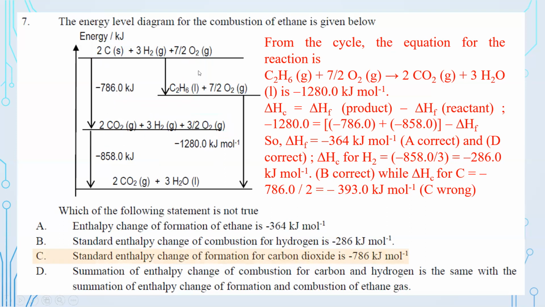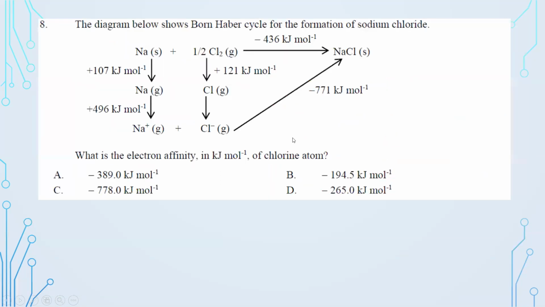Okay, so this is question number 7. So it goes to question number 8. The diagram below shows one table cycle for the formation of sodium chloride. So this is the cycle. What is the electron affinity in kilojoule per mole of chlorine atom?